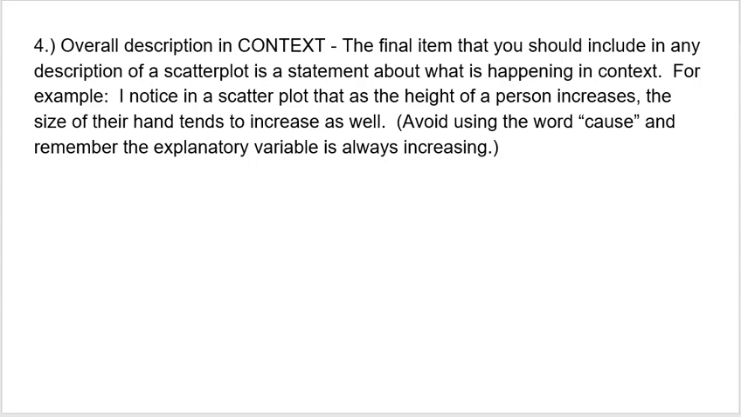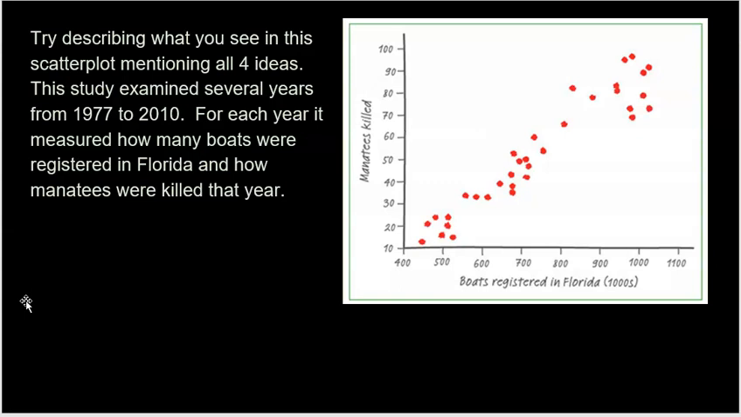So when you look at a scatter plot, I want you to talk to me about direction, form, and strength, which you can actually usually do in one sentence. Like, hey, that scatter plot looks positive, pretty linear, and very strong, right? So you could do that in one sentence, and then give me that final sentence that gives me what is happening in context. So let's go ahead and practice this, right?